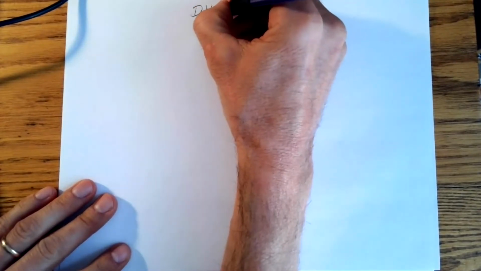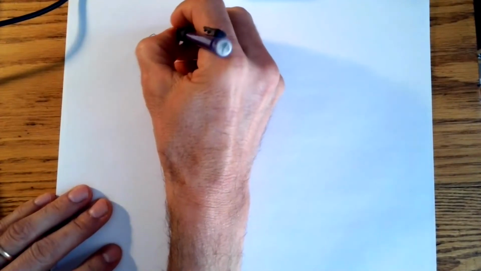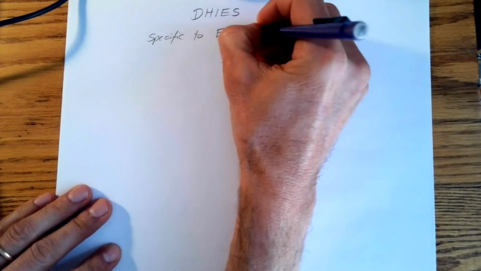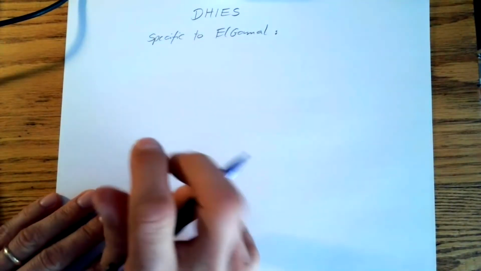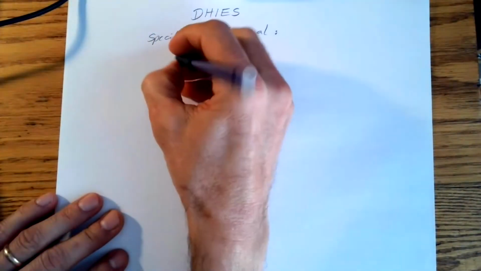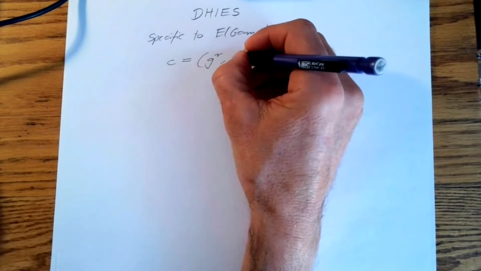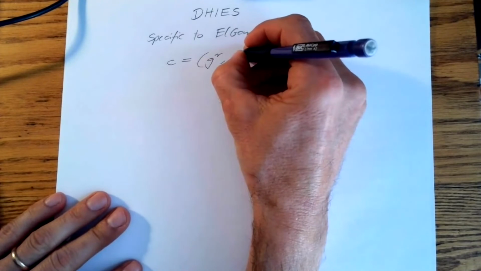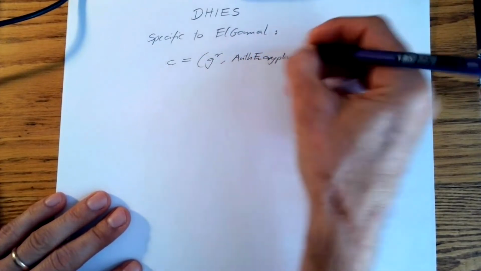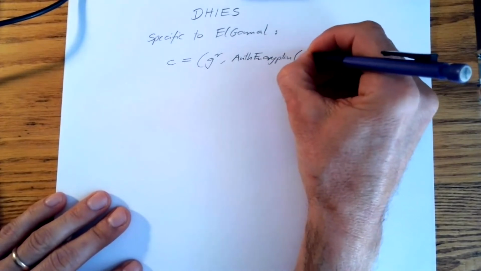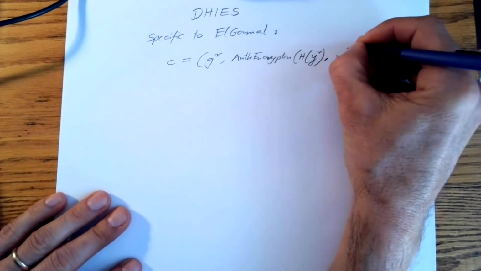here is a scheme called DHIES that does it differently, and it's specific to ElGamal, more or less. Okay, it generalizes somewhat, but not as much as Fujisaki Okamoto. Let the ciphertext be like this: G to the R, and authenticated encryption under the key that is the hash of Y to the R, and a message.